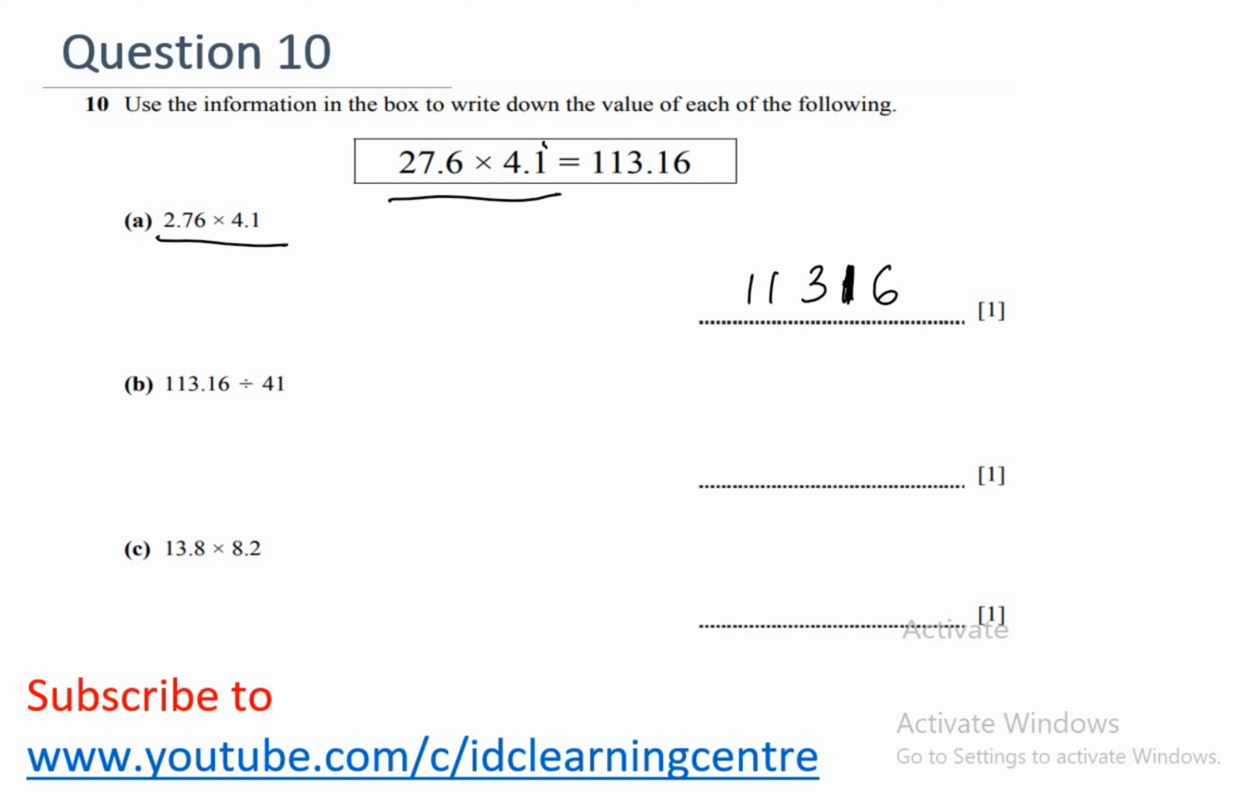But here we have 2 decimal places. That is why you have 1, 2, and the decimal is here. Here we have 1, 2, 3. 3 decimal places. 1, 2, 3. The decimal will be here.